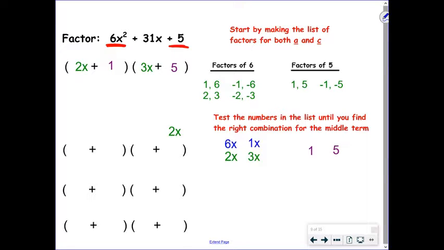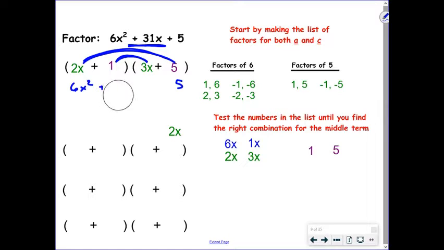When I do this, I know that the first term is going to be 6x squared. I know the last term is 5, so I don't need to keep on multiplying those again. What are the things that change here? Okay, the inside terms and the outside terms. How do I get to 31x? Well, what do I have to do? I have to multiply 2x and 5 to get 10x. I have to multiply 3 and 1 to get 3x. That gives me 13x. Nope, that doesn't work.